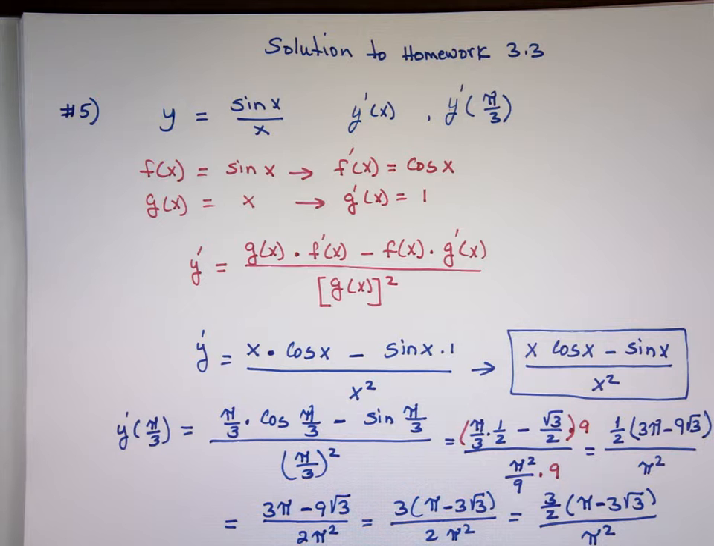Fraction. Another fraction on the top. 3 over 2. Parentheses, what do I have there? Pi minus, I got to insert pi without symbols. Pi, yep. Minus 3 times the square root of 3.